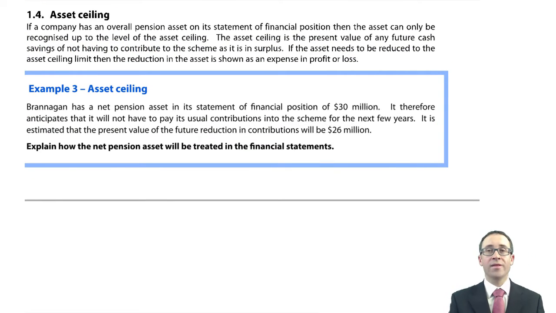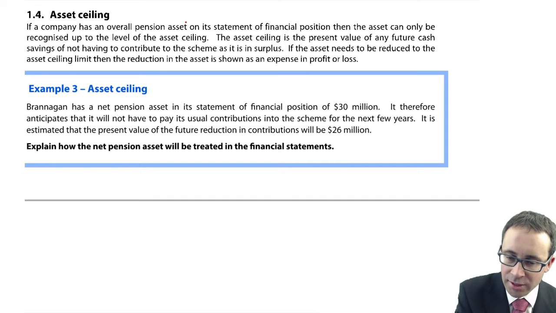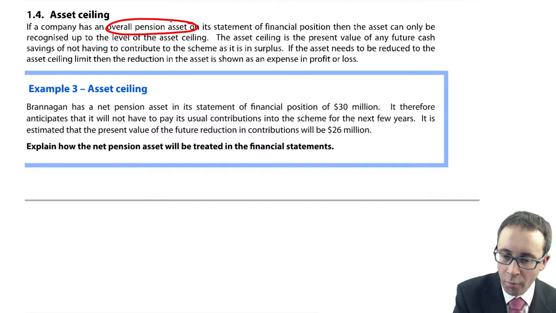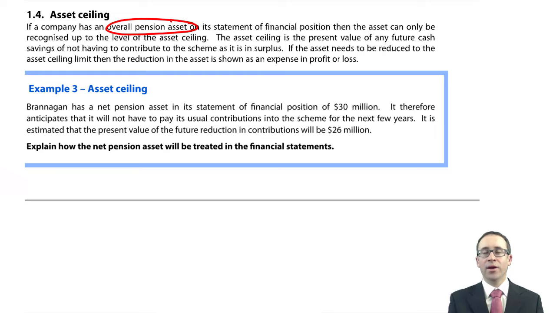So if we go through there and look at the asset ceiling, it is about thinking about the world of prudence, okay? It's something that you could see within the exam, possibly not something that you see within the real world, because it only really arises when you have an overall pension asset. And I would encourage you to try and find a company that operates a defined benefit pension scheme that has a net pension asset on their financial statements.